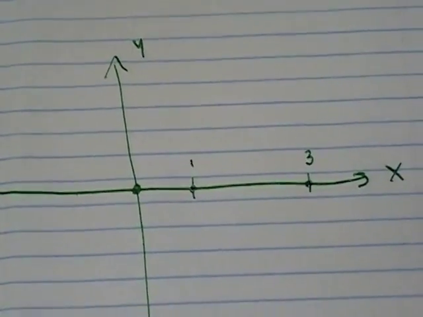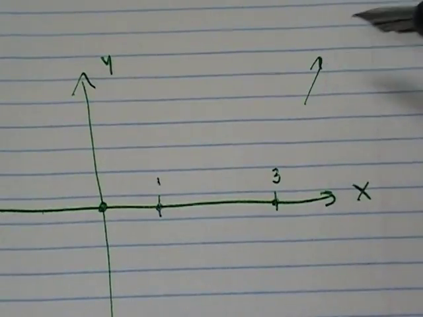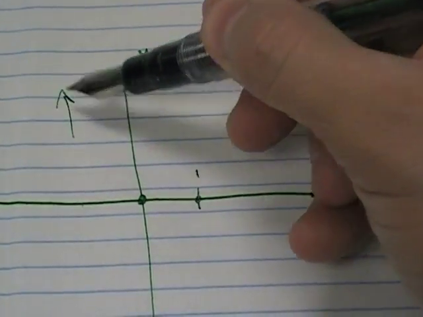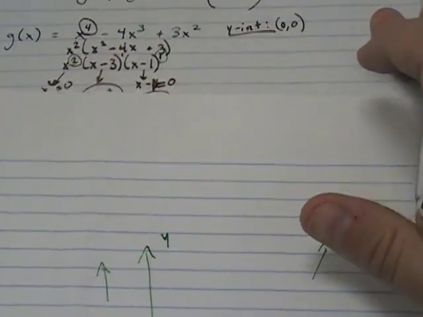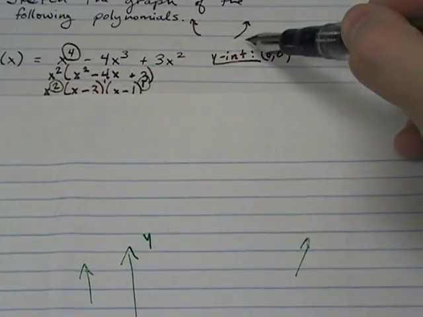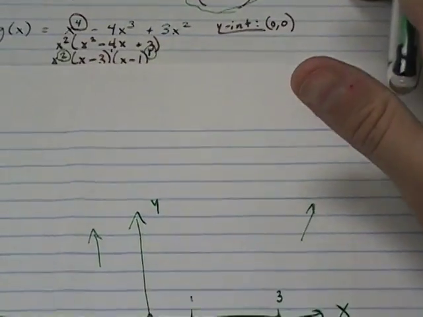Okay? And I know that the ends have to be going up. I don't have a choice. That's the end behavior of the polynomial. Okay, if we zoom back out a little bit and show you that. Remember, I showed you the end behavior because it is even and positive.